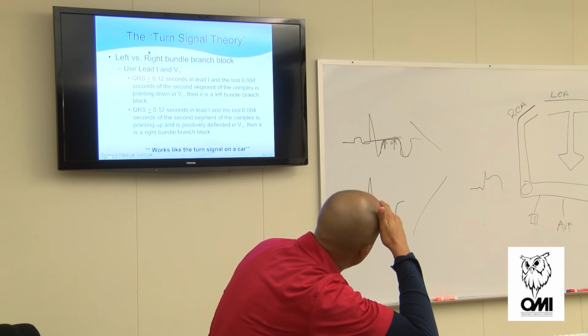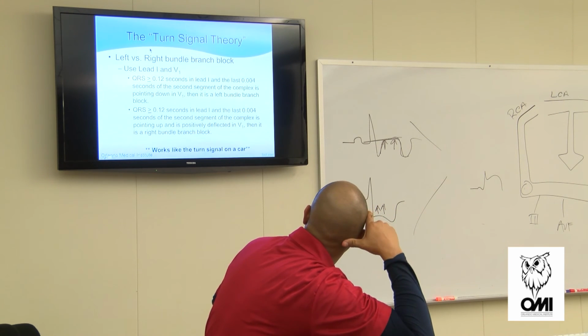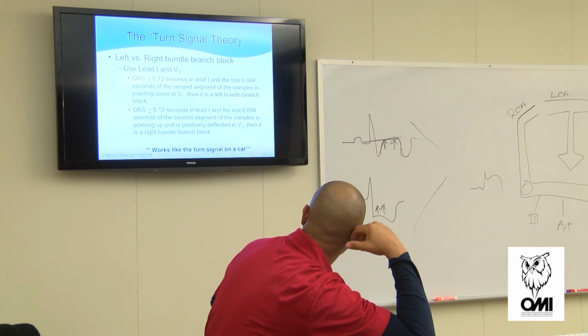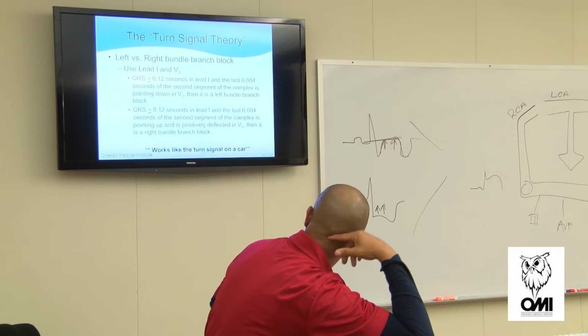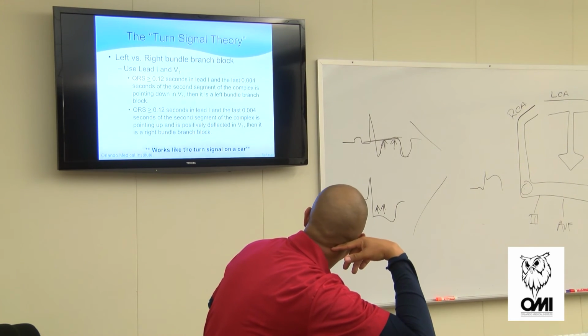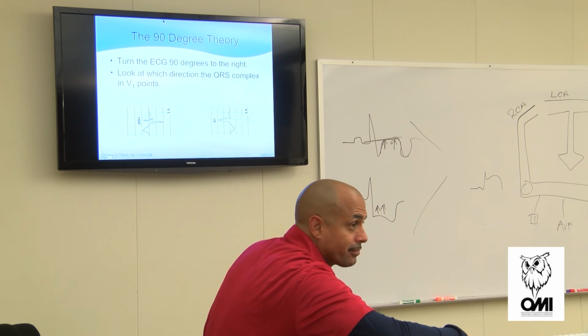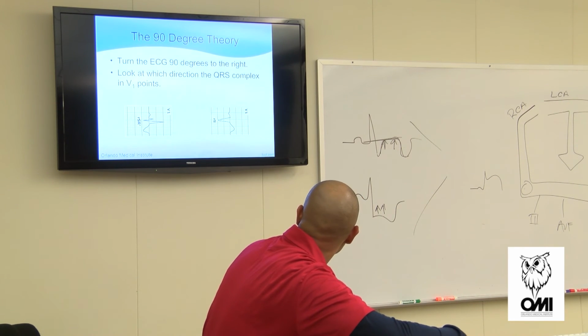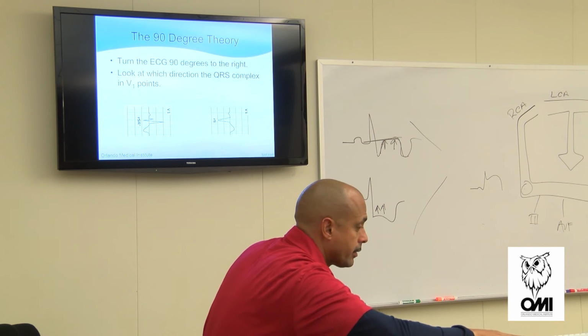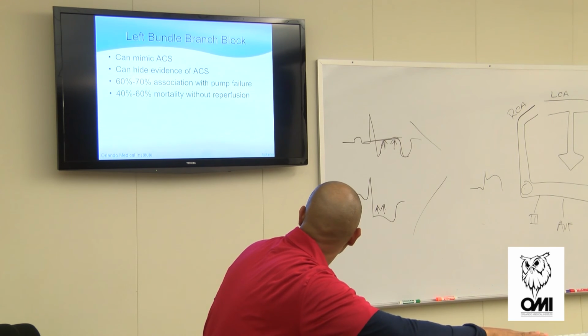But let me tell you the significance of this left bundle branch block, how important it is. Well, we got to be able to identify. Remember I told you about the turn signal theory, right? Turn the ECG clockwise. Whichever way V1 is pointing, that's the block you have. Like this. Right versus left. Everybody good?